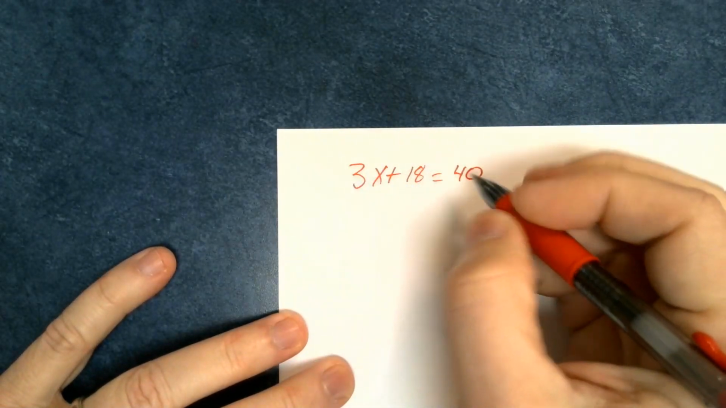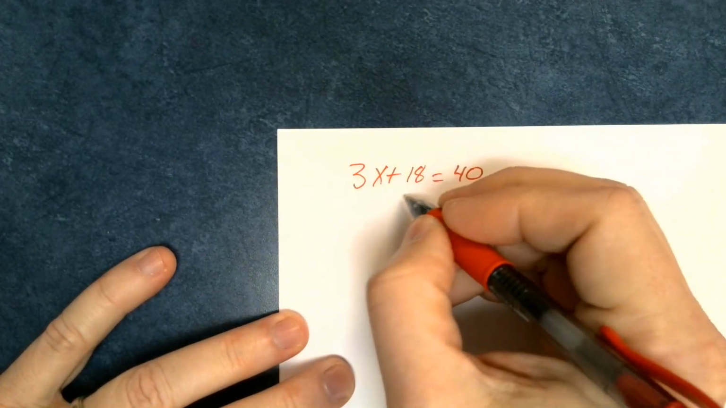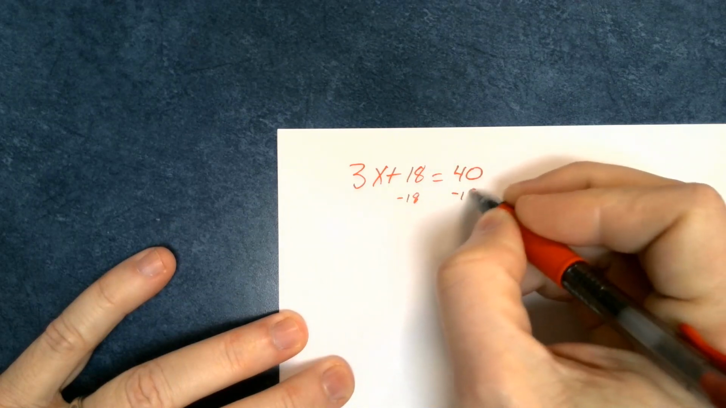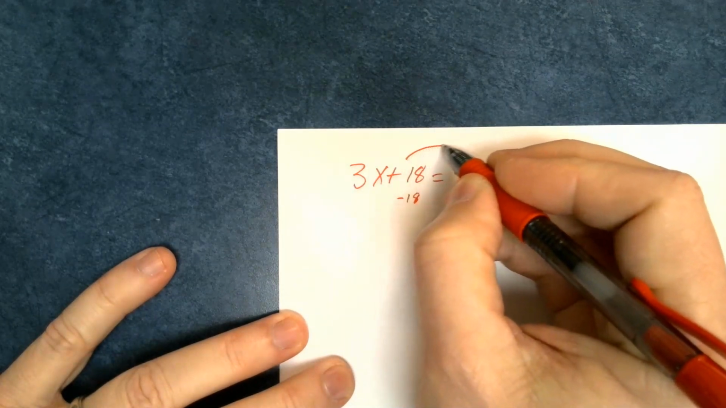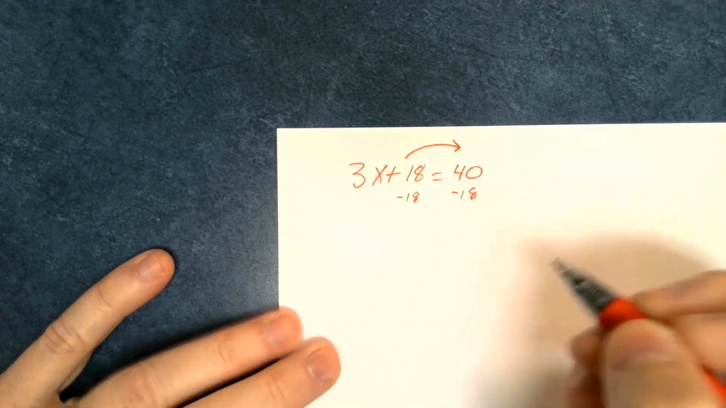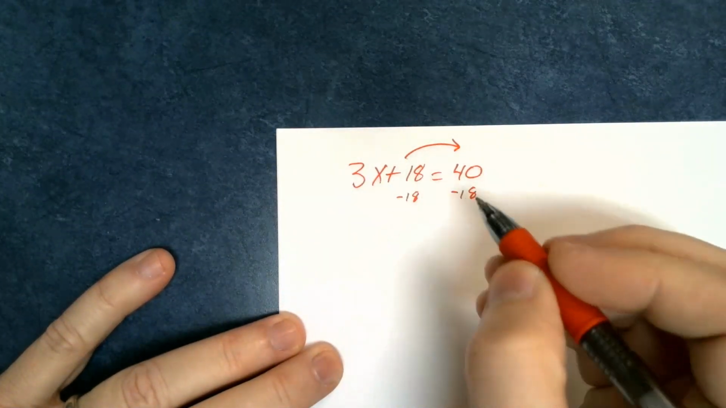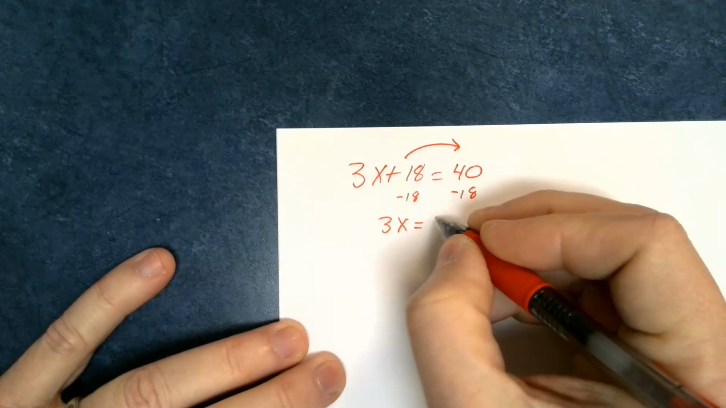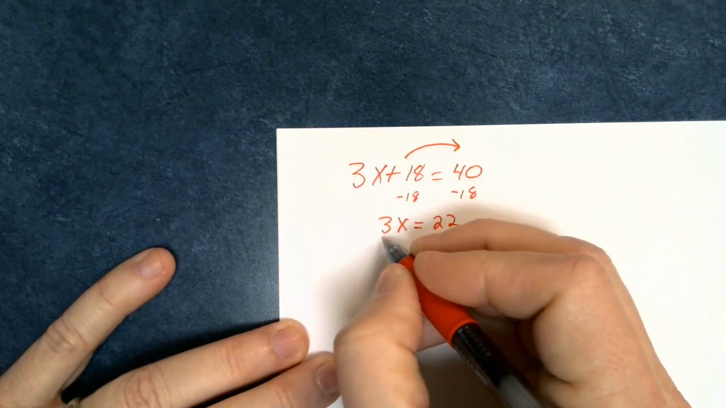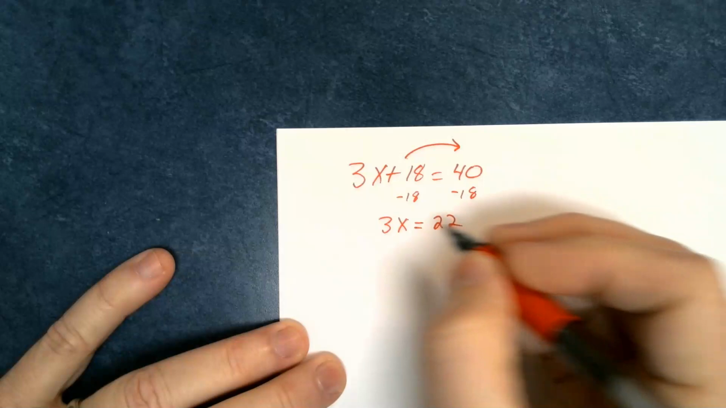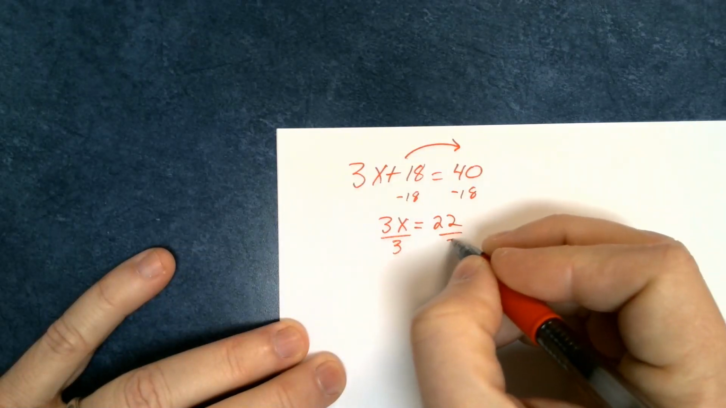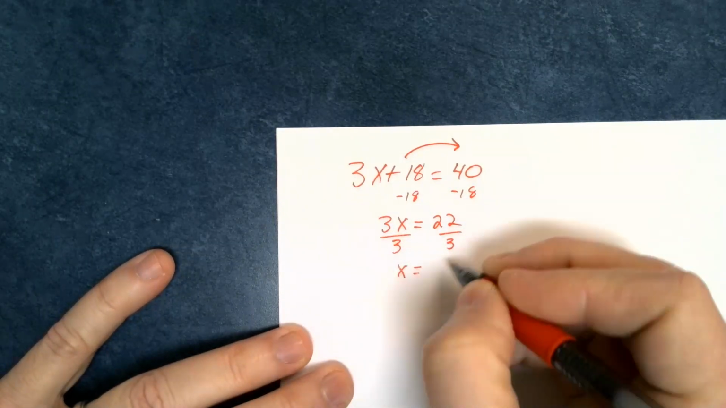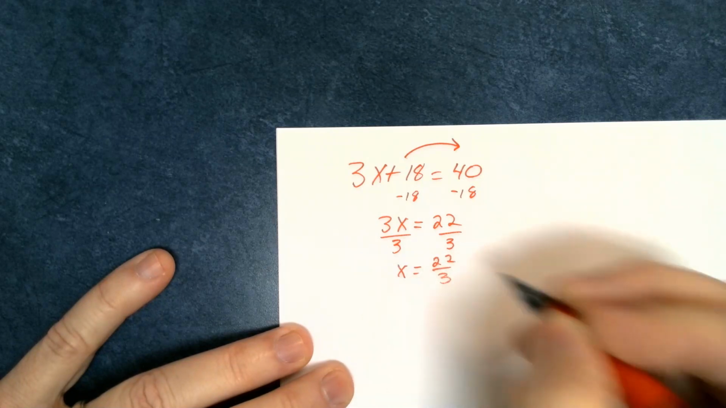3x plus 18 equals 40. So when I'm trying to solve for x, I'm going to do the opposite. Anytime that you move something across an equal sign, you have to do the opposite. And since this is plus, we would do minus. So then I'd get 3x is equal to 22. And then 3 is multiplying the x, so I'm going to do division, and that's the opposite of it. So x is equal to 22 thirds.